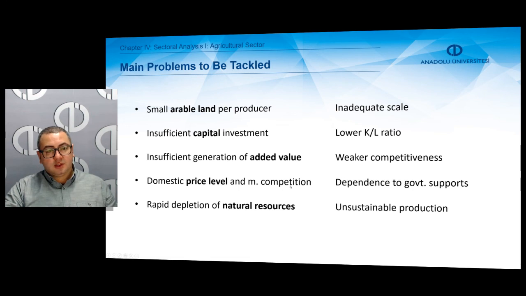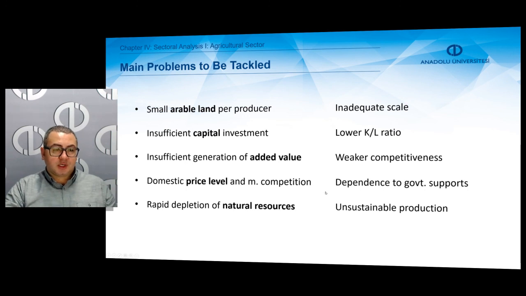The fourth one is the domestic price level and multinational competition. Due to the price levels in the Turkish economy for food, for agricultural products, and due to the multinational competition, farmers in Turkey, both small and firm type, agribusiness type producers, show a strong dependence on government supports.